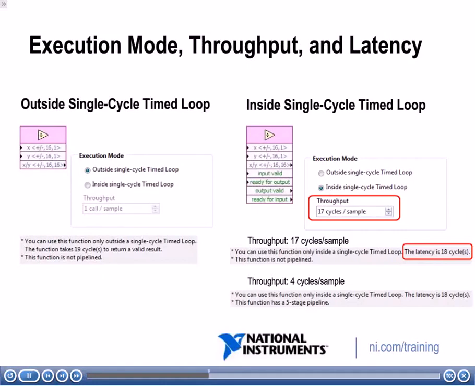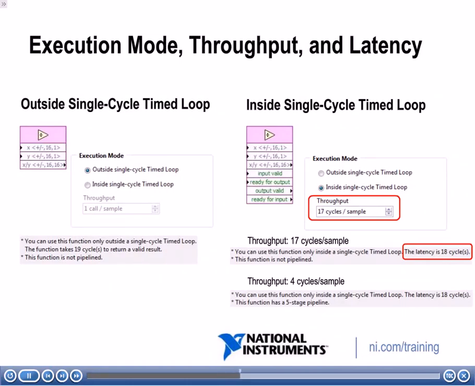So on this slide, we see that the high throughput math functions are kind of similar to the FPGA math and analysis functions that we talked about before. Here, we see that you can also configure it to execute outside a single cycle time loop or inside a single cycle time loop. If you want to get higher throughput rates, you would want to execute this inside a single cycle time loop. And notice over here, you can also configure its throughput.